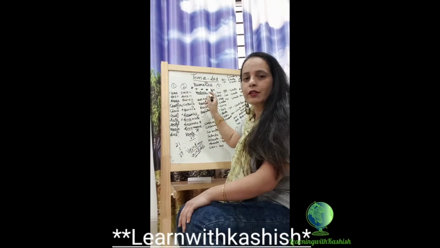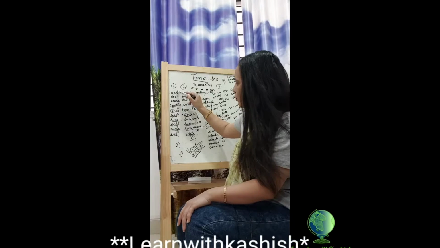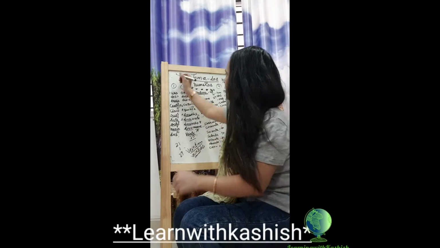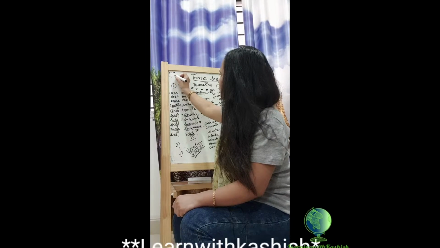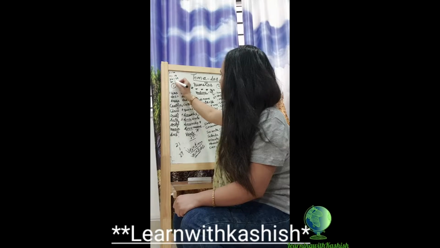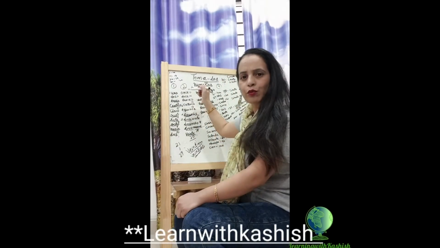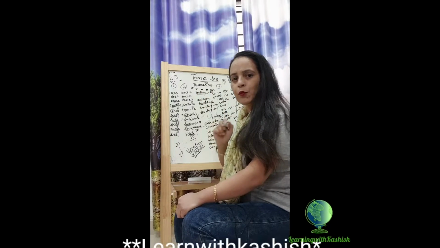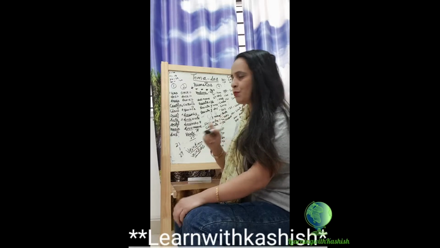So we will divide this into 4 parts. First will be 1 to 10. Second will be 11 to 19. Then 20 to 29. Then 30 to 100. So we will divide it into 4 parts, and this will be very easy for you guys to understand how we write numbers in Spanish.